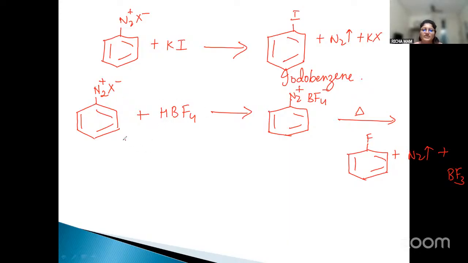So this is another reaction. This is called the Balz-Schiemann reaction.